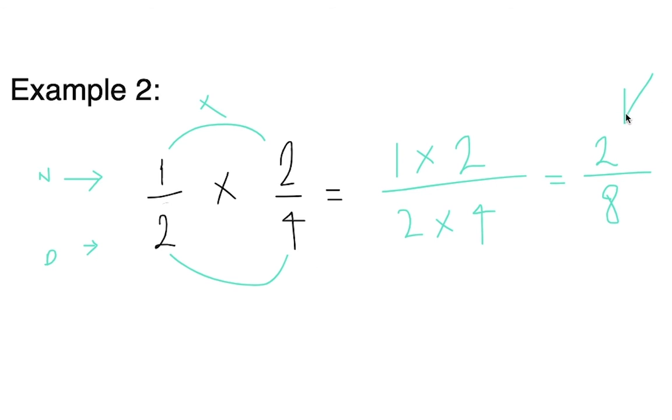Can we simplify this any further? The answer is yes, we can. The greatest common factor of these two numbers is 2. So we divide this number by 2, 2 divided by 2 gives us 1, and then we divide our bottom number, our denominator, by 2, and 8 divided by 2 is 4. So the answer to that is 1/4. This is the most simple version of our answer. So that's the answer, 1/4.